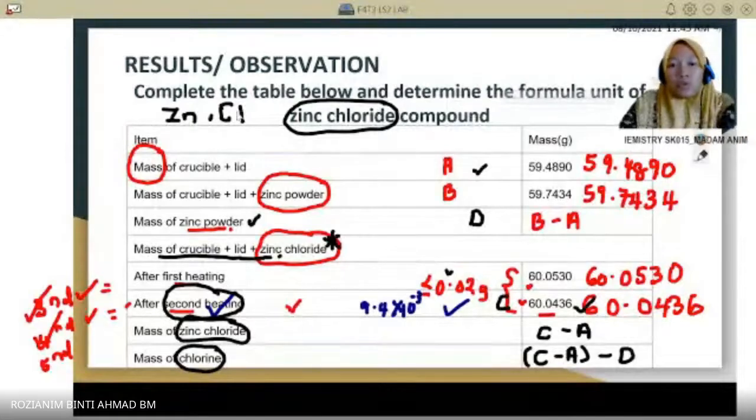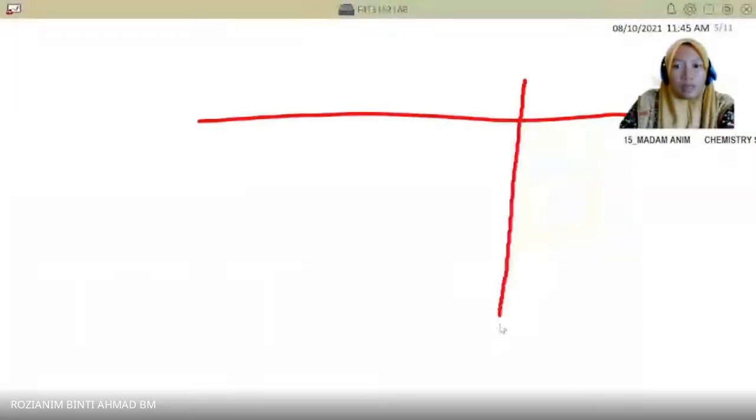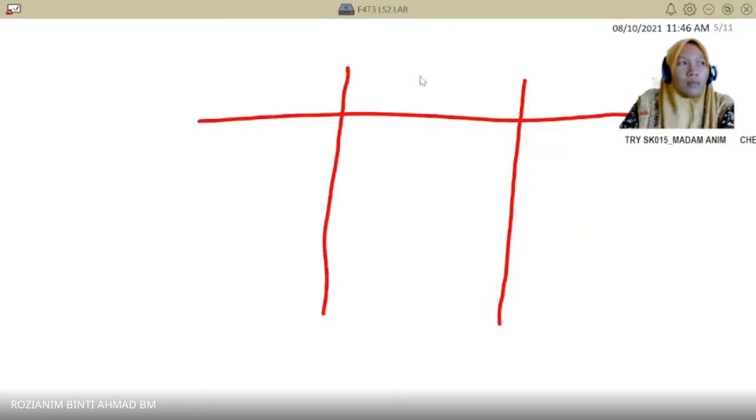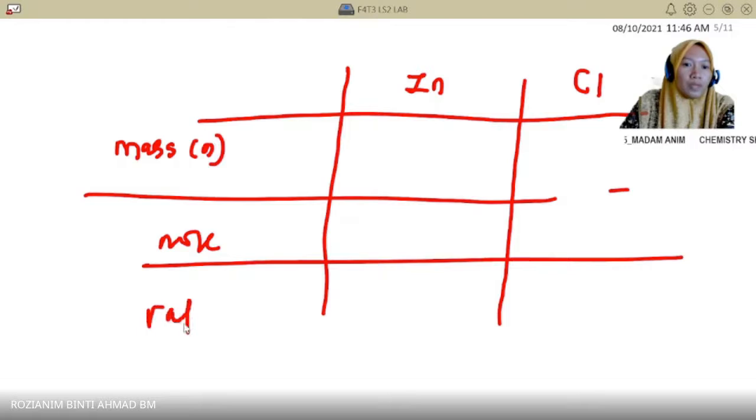What should you do next? You must construct empirical formula. So means, okay, you proceed, take out the data from our calculation tadi. Okay, so you construct the empirical formula table. Our element for today is zinc and also chlorine atom. So construct the empirical formula. The first is mass, and then moles, and then ratio. Okay. So I want a focus for this area.